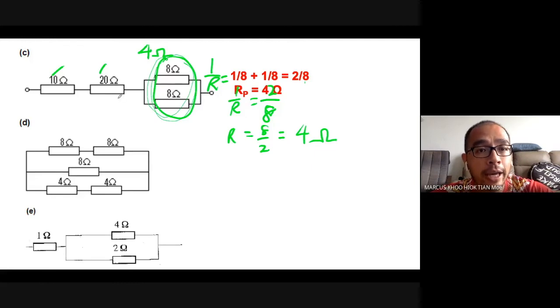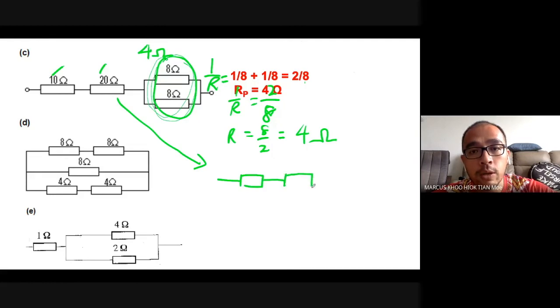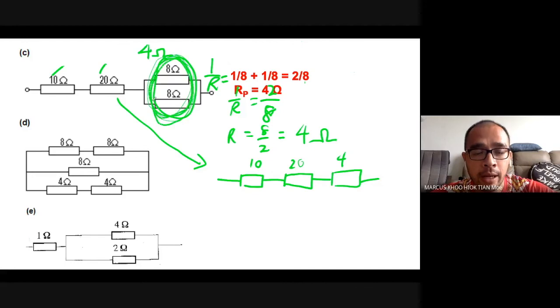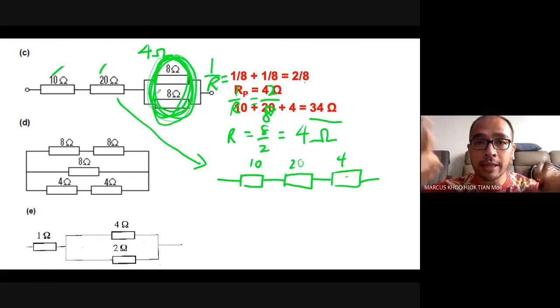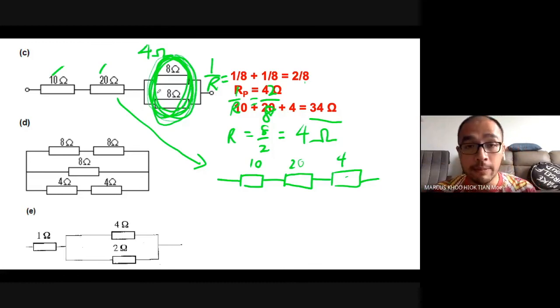So I can redraw this circuit to become like this: 10 ohms, 20 ohms, and 4 ohms. Because these two 8 ohm resistors, when I calculate the effective resistance, are actually the same as 4 ohms. And then this makes it very easy for us to count, right? 10 plus 20 plus 4, because this is in series. So my answer will be 34 ohms. So when you get a combination like this, try to settle all the smaller circuits first, and then you find it easier to count later.